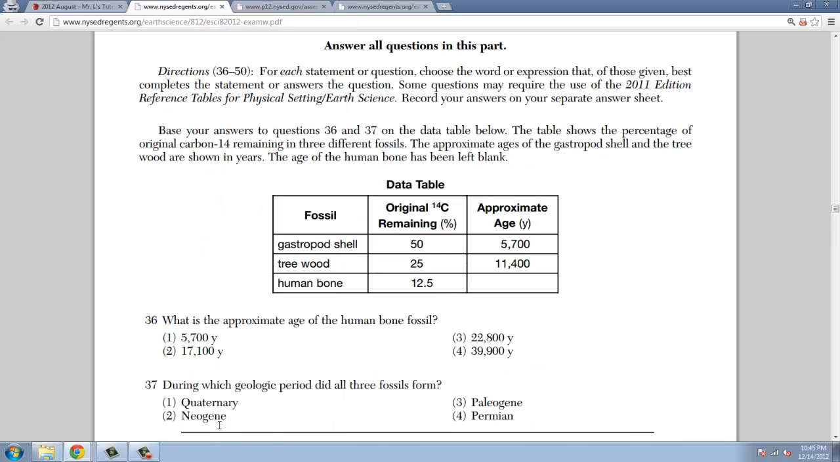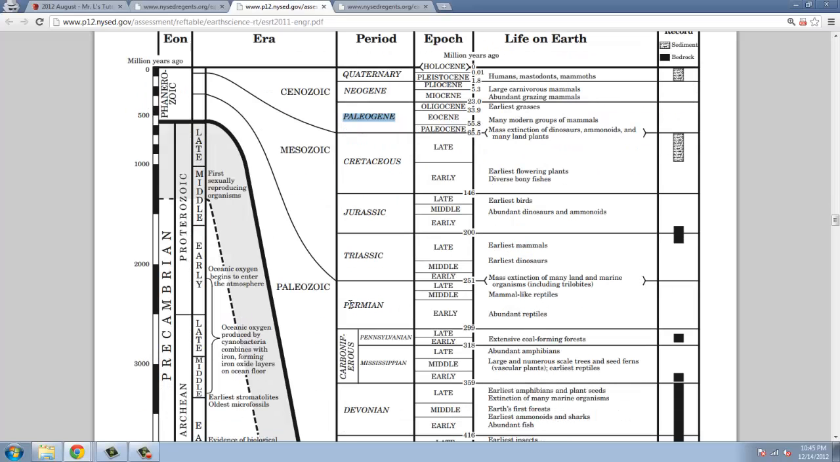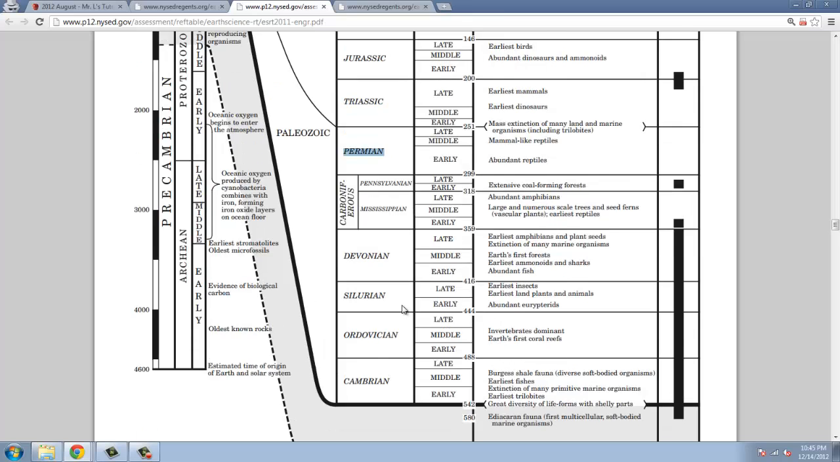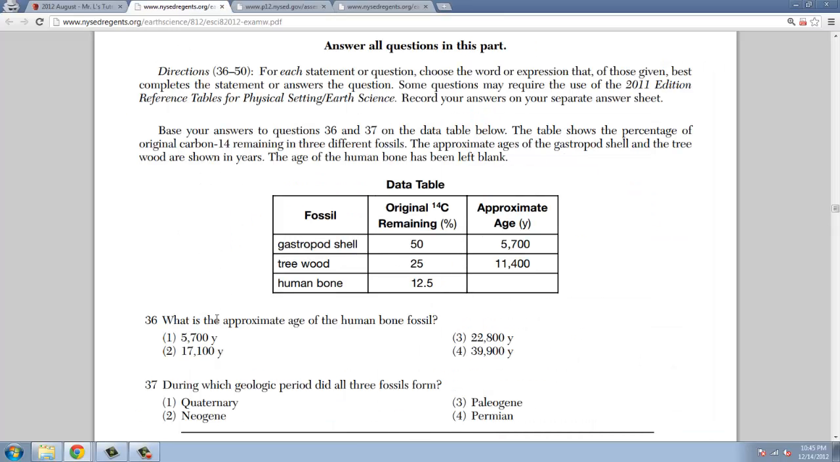And if you look at Neogene, Paleogene, Permian, Paleogene is all the way down here, Permian is all the way down here, and Neogene is right below. So that's the closest, but if you have humans up here, and we're talking about human bones, you just need to learn how to really familiarize with this chart and the opposite side and how they go together. The Earth Science Reference Table is really going to help you on a lot of different answers on the test. There's usually maybe 20 of the 50 multiple choice you can use the reference table for. So number 37, the correct answer is Quaternary.